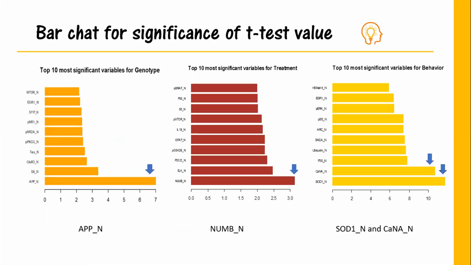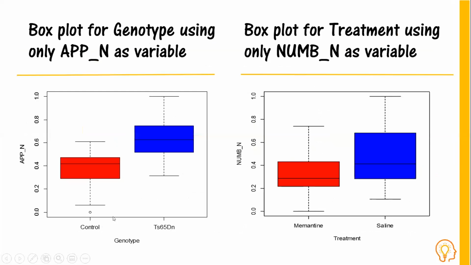For further exploration, we will look at the bar chart for the significance of the t-test value. For the top 10 most significant variables for genotype, we can see that the APPN has a large gap of values from the S6N. So we will try to predict the genotype with only this APPN to see how the result goes.